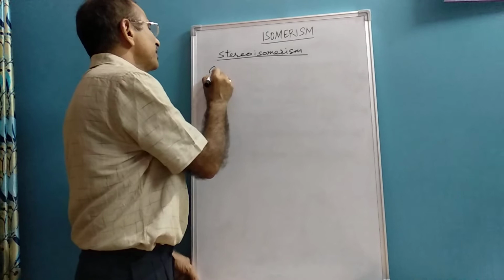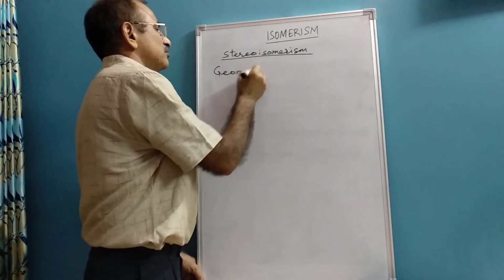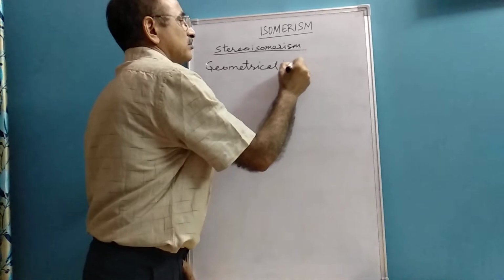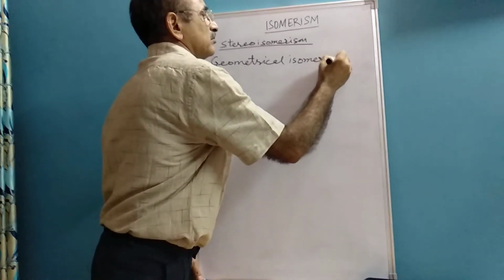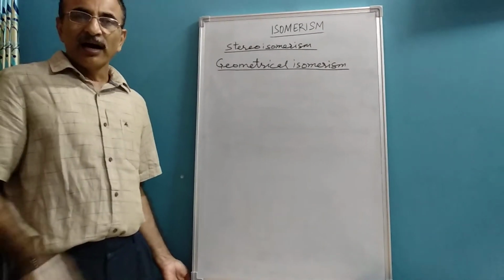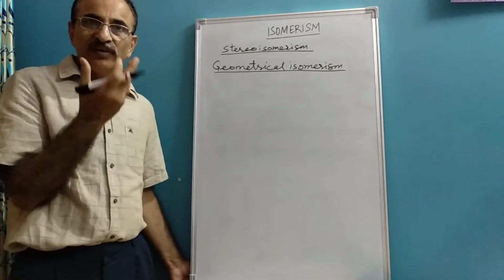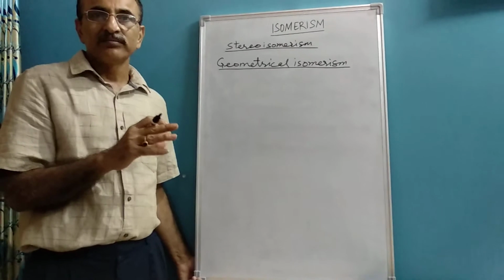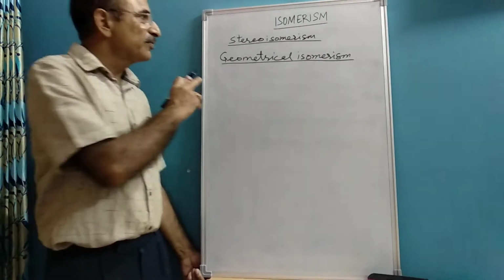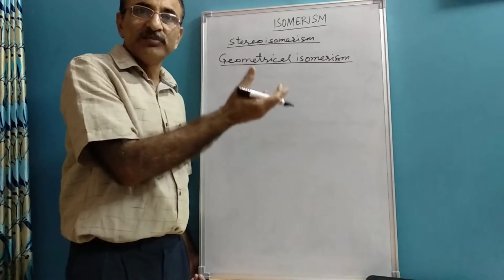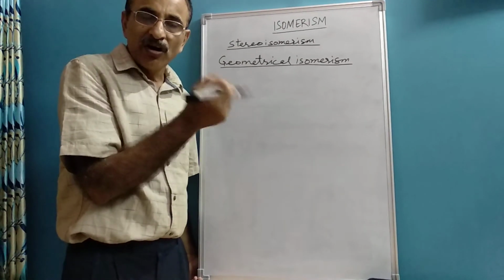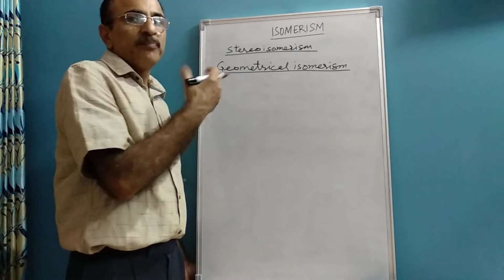First one is geometrical isomerism. In geometrical isomerism, isomerism is due to different geometrical structure. Compounds having same molecular formula but have different spatial arrangement along a multiple bond or in a plane.